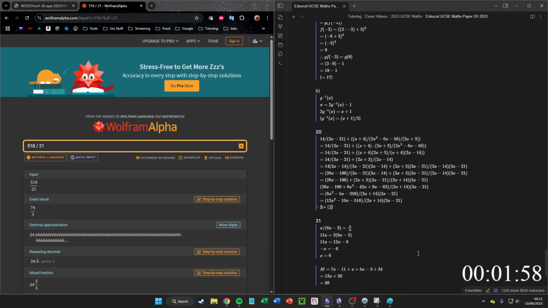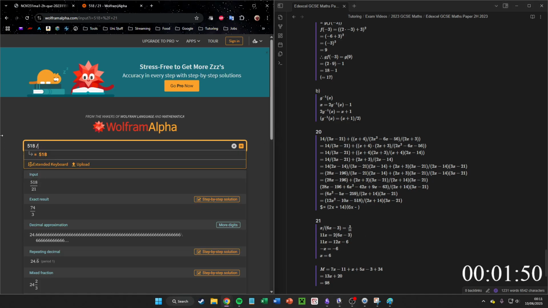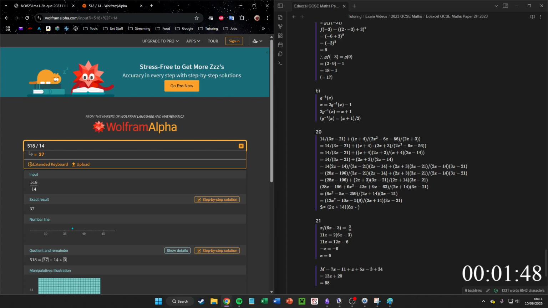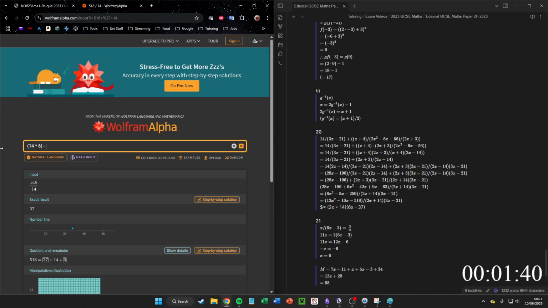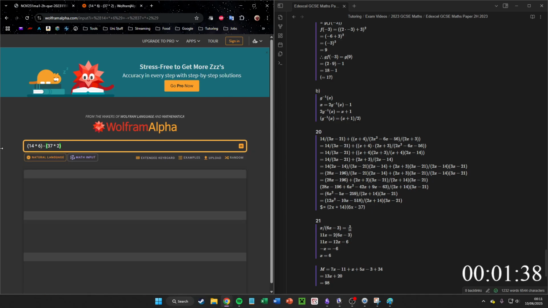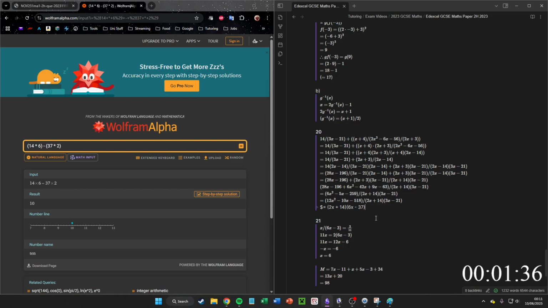So I'll double check this again. 2x plus 14 would make this 6x minus 518 divided by 14. 37. Okay, so then 14 times 6 subtract 37 times 2 is 10. Okay, that's it. That's it.